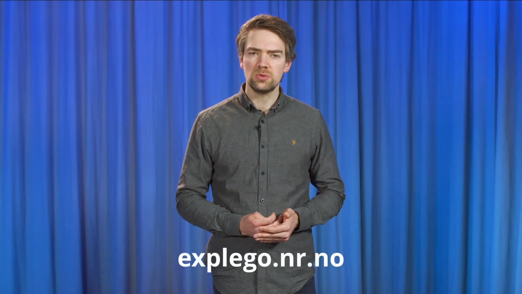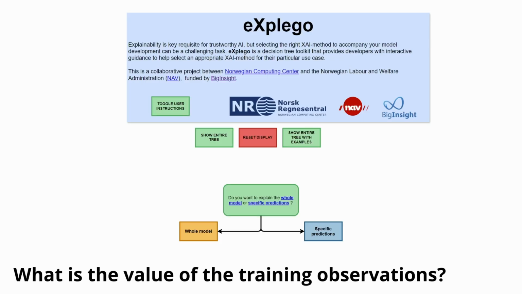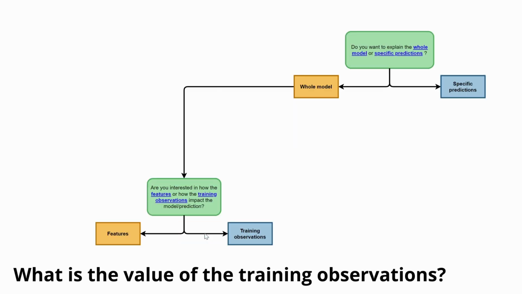To get started, you open the web browser and navigate to explego.nr.no. The questions we need to answer pop up one after another below here. And the first question is whether we want to explain the whole model or specific predictions. In this case, we wish to explain the whole model, so we click on that. Moving on, the next question is whether we are interested in the features or the training observations. For this explanation question, we are interested in the effect of the training data, and thereby go to the right.